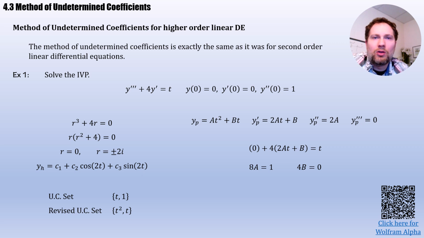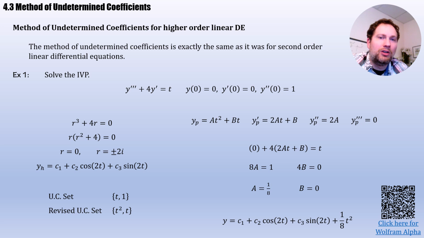And now we correspond coefficients. We're going to have an 8a, that's our coefficient on t. And then a 4b, that's our constant term, which needs to be 0 because there is no constant term appearing on the right side. So we get that for a and b, and we can finally write our general solution.